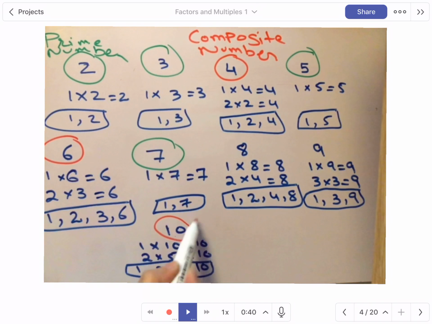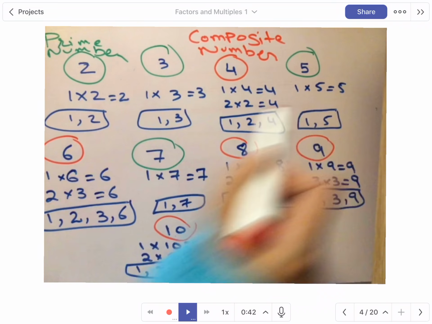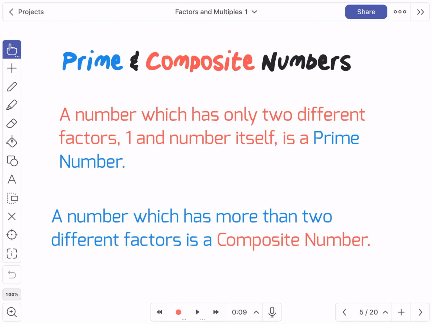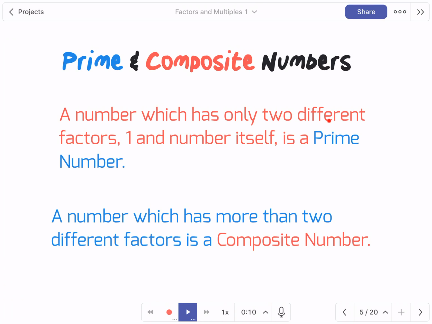Numbers 6, 8, 9 and 10 also have more than two factors, so they are composite numbers. A number which has only 1 and the number itself as factors is a prime number, while a number which has more than two different factors is a composite number.